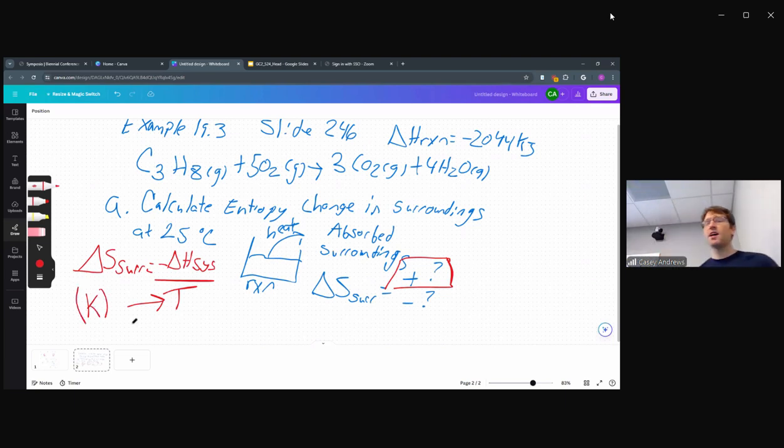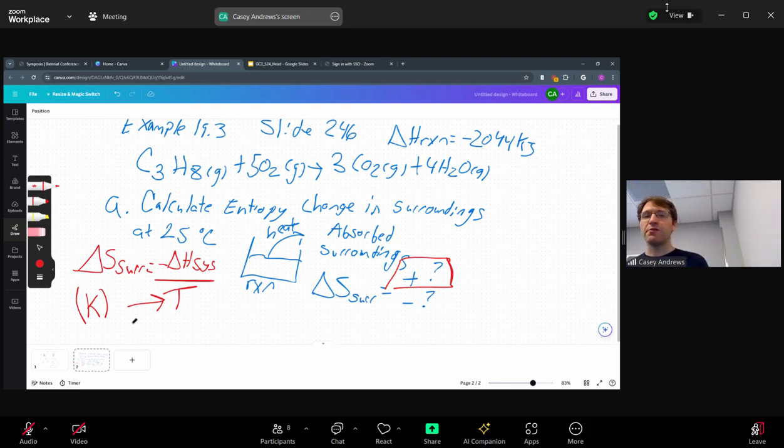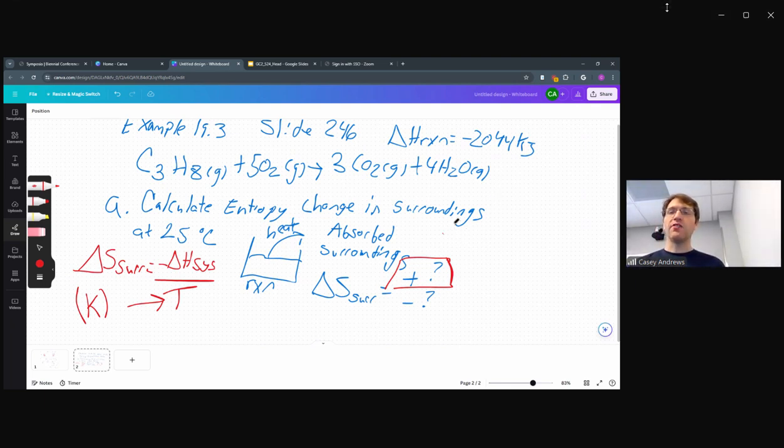And this temperature needs to be in Kelvin, right? If we were in Celsius, temperature could be negative, and that would throw all our calculations off if we were below 0. So the first thing we need to do is make that temperature into Kelvin. We can do that by adding 273. And so our temperature is actually 298 K.